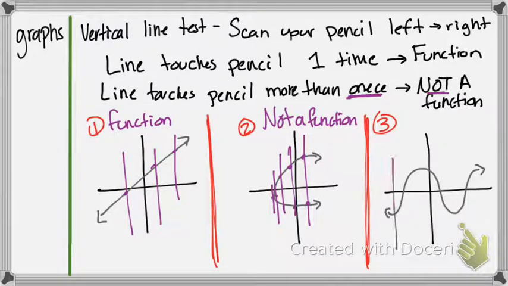Number 3, if we scan our pencil, it's only touching once there, once there, once there. Scan your pencil, and you see it is curved, but it only touches that line one time. So this is a function.